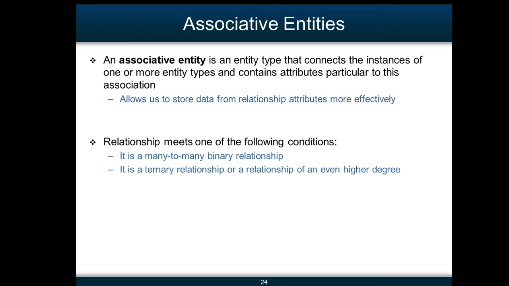Associative entities. An associative entity is an entity type that connects the instances of one or more entity types and contains attributes particular to this association. It allows us to store data from relationship attributes more effectively. The relationship meets one of the following conditions. It is a many-to-many binary relationship, or it is a ternary relationship, or a relationship of an even higher degree. So that means we can make associative entities based on these conditions.